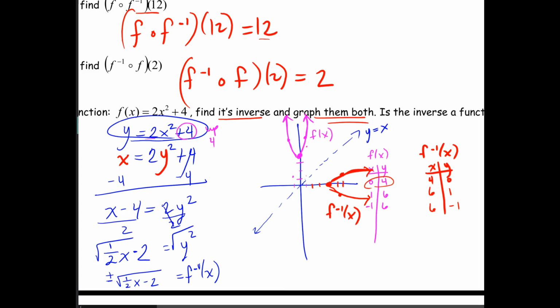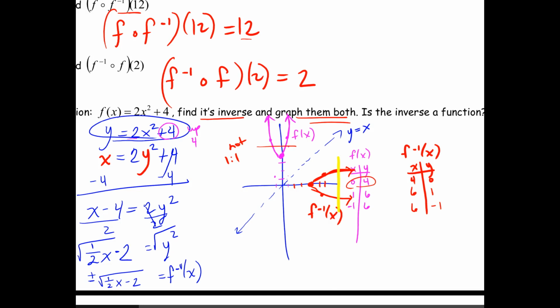Now you guys can visually see it. The original function was not 1 to 1. Not 1 to 1. That means that it doesn't have an inverse function. It still has an inverse, just the inverse is not a function. And you can see it visually now because you can see that it doesn't pass the vertical line test. That's not a function. Any questions on that?